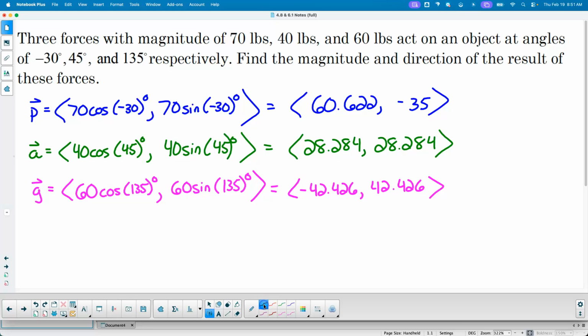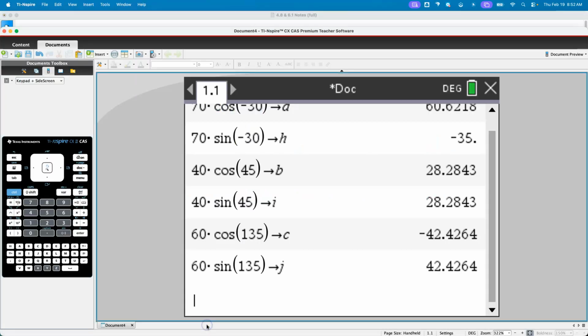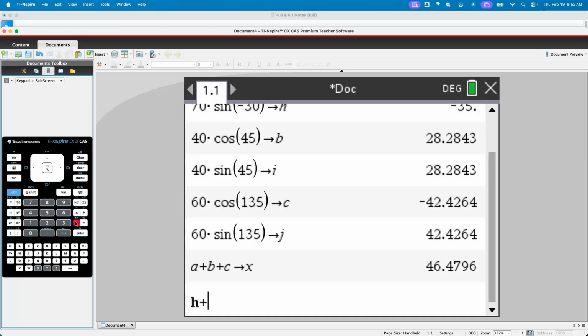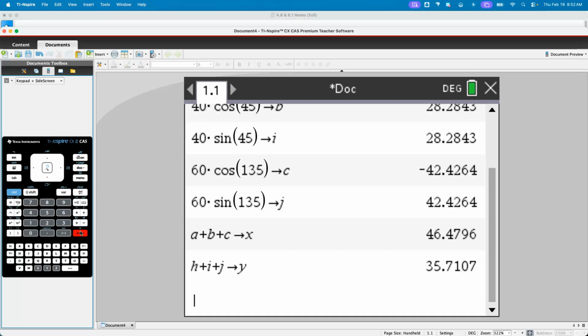So my resultant vector is going to be vector P plus A plus G. So for me, it's A plus B plus C, I'm going to store as X. And H plus I plus J, I'm going to store as Y. So we've got 46.480 and 35.711.